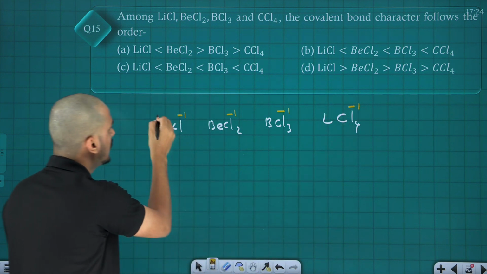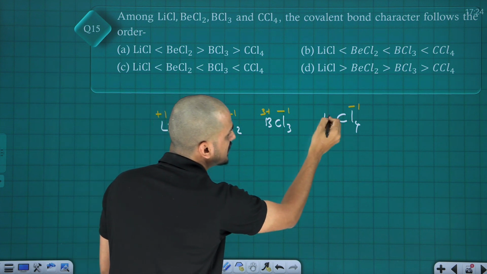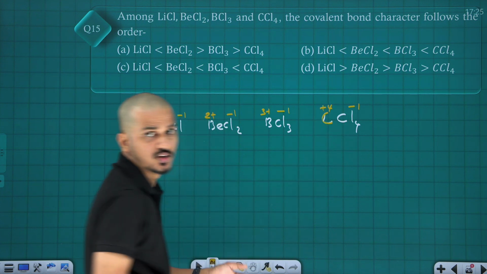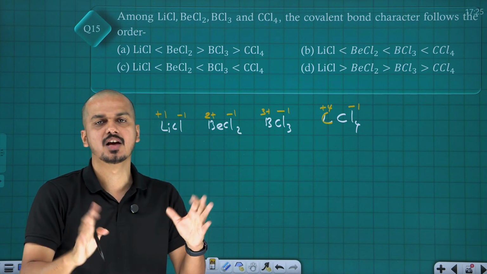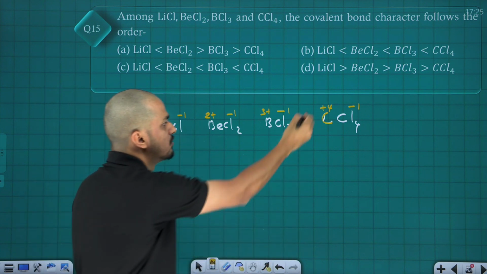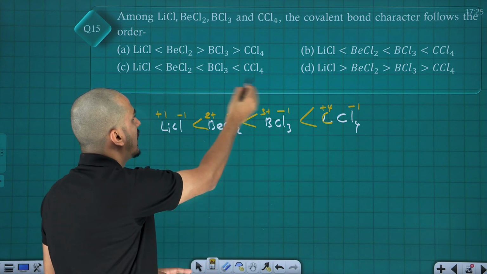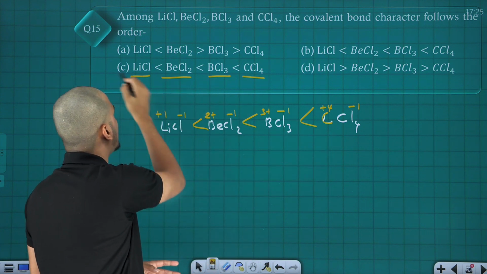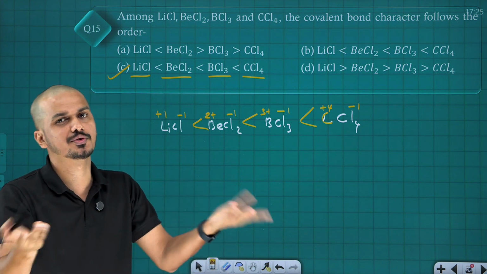Okay, but cation, here it is plus 1, here it is 2 plus, here it is 3 plus, here it is what? Carbon means plus 4. So you learn the idea, charge on cation or anion is increasing, covalent character is increasing. So CCl4 is more covalent than BCl3, than BeCl2, than LiCl. That's the idea, simply you can answer it. Or else, you can use the logic.